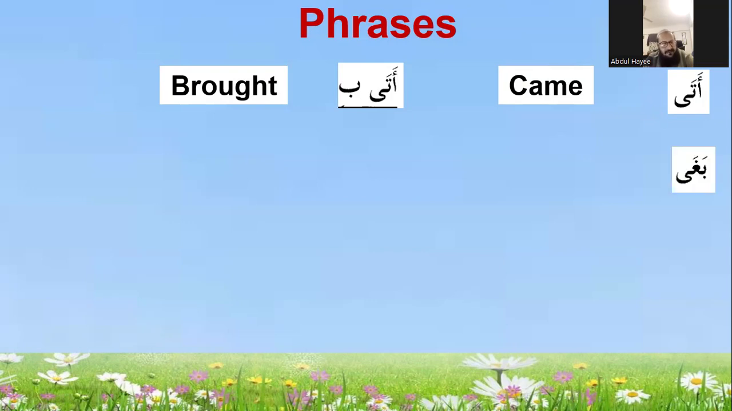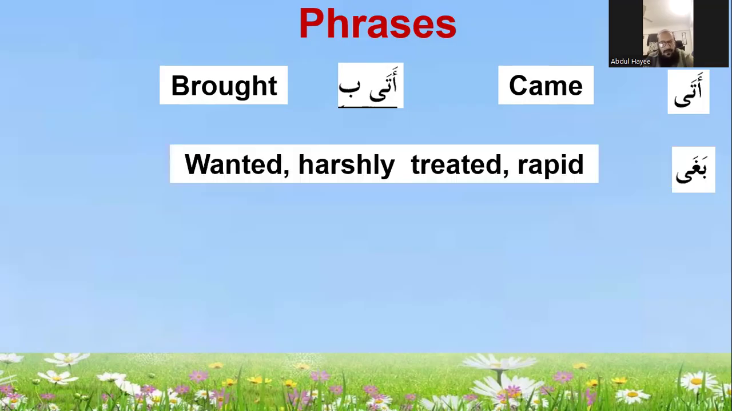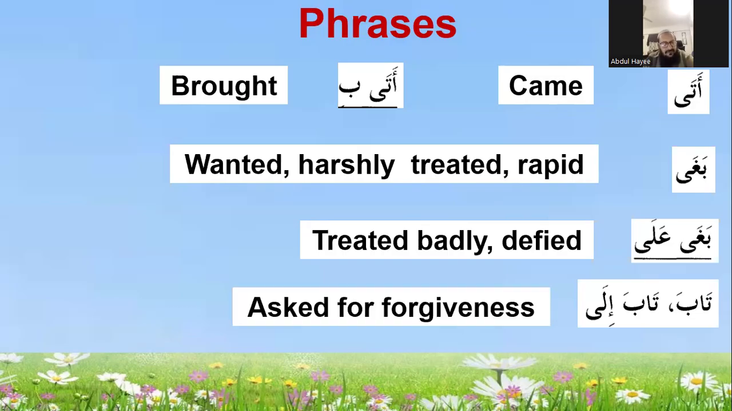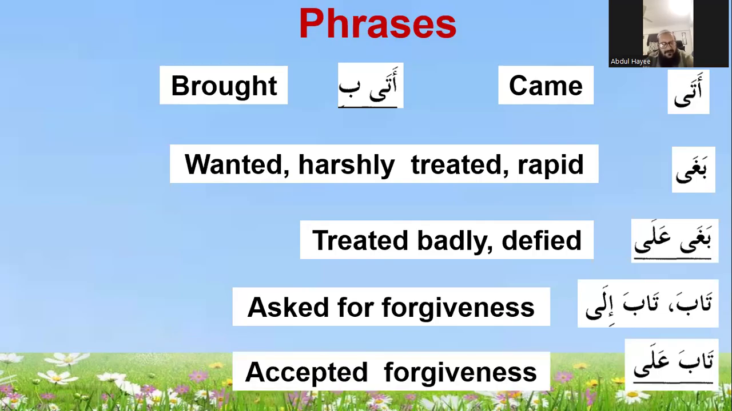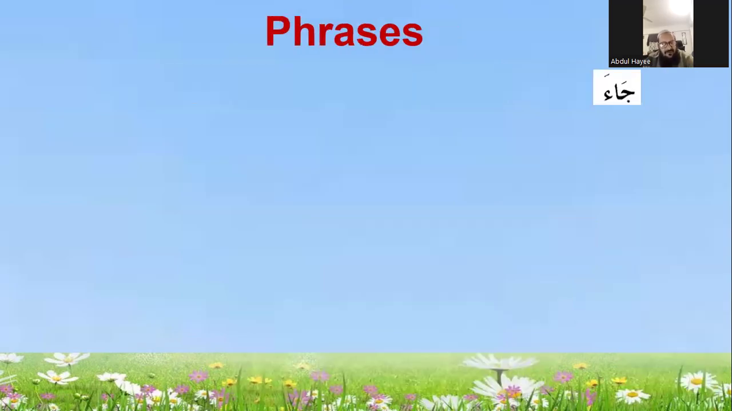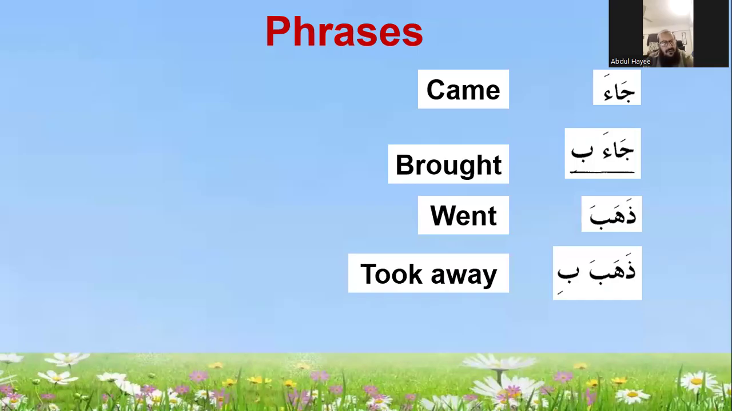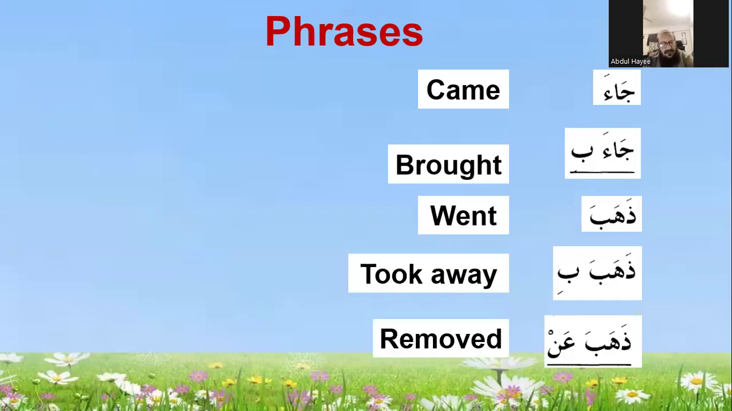Atabi is a phrase. There is a word baga. Baga means wanted, harshly treated. If it comes baga ala, it means treated badly or defied. There is a word taba. Taba means he turned. Taba ila, asked for forgiveness. And taba ala, accepted the forgiveness, because they are phrases. Ja'a means came. But when it comes ja'abi, it means brought. Zahaba means went. When it comes zahababi, took away, snatched. Zahaba anni, removed.